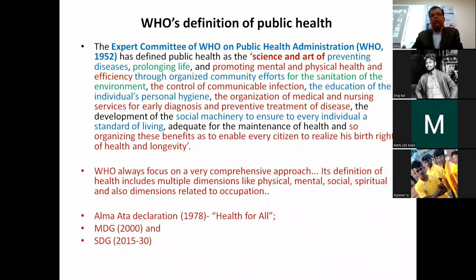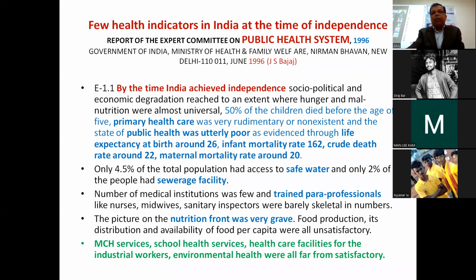And then in 2000 we had the Millennium Development Goals, MDGs, which remained effective up to 2015. And in 2015, we had the Sustainable Development Goals. That means you can see a continuity. So WHO talks about health, talks about public health, then makes a goal of health for all, and then gives further specific goals during the MDGs and SDGs. So this is the trajectory of growth of public health.